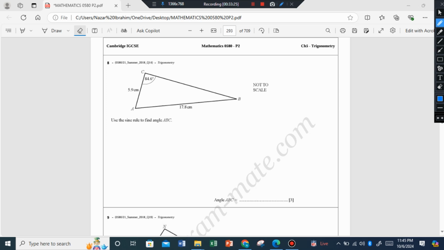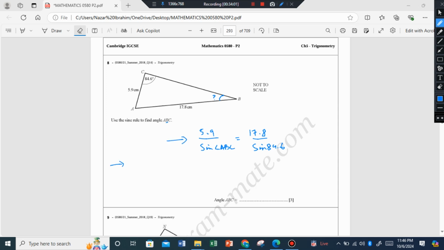We want to find out angle ABC. It means this angle forming at B, which is this part, right? So opposite to this is 5.9 centimeter. It means 5.9 upon sine angle ABC is equal to 17.8, this side, and the opposite angle which is known to me is 84.6. So 17.8 centimeter upon sine 84.6.